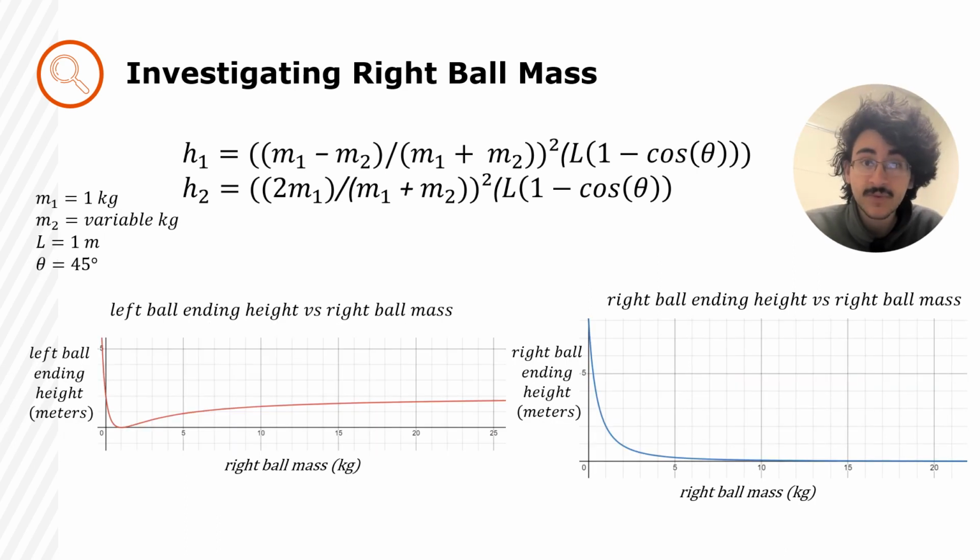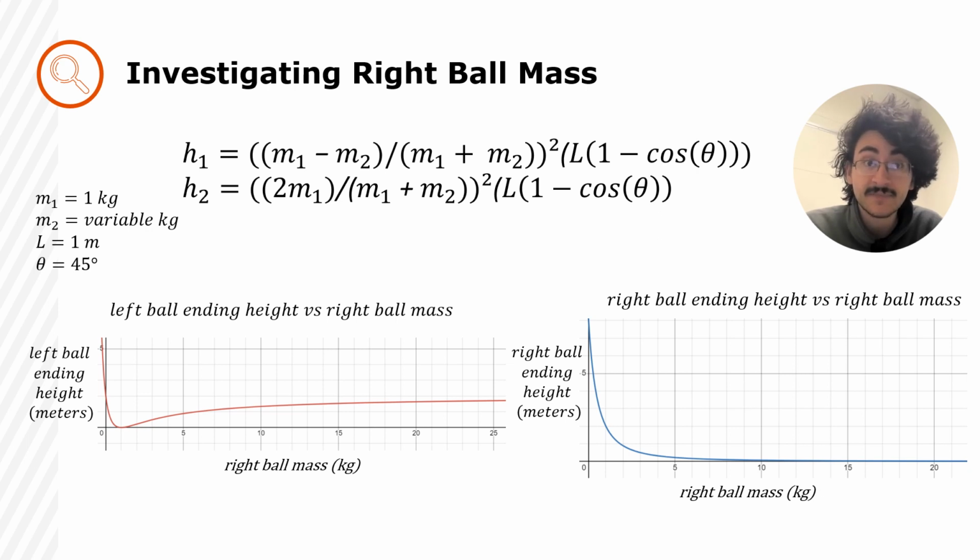Here I've graphed the two equations we have for the left and right ball's ending height, but I've made them dependent on the right ball's mass. Looking at this through a covariational perspective, we can see that as the right ball's mass increases, the ending height for the left ball initially increases but then flattens out. We can also see that the right ball's ending height approaches 0 but never quite reaches it.